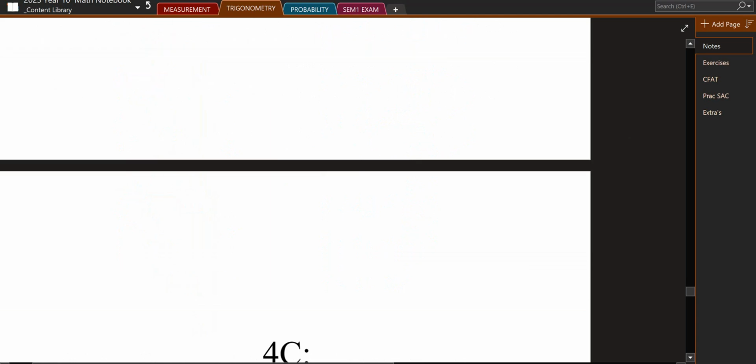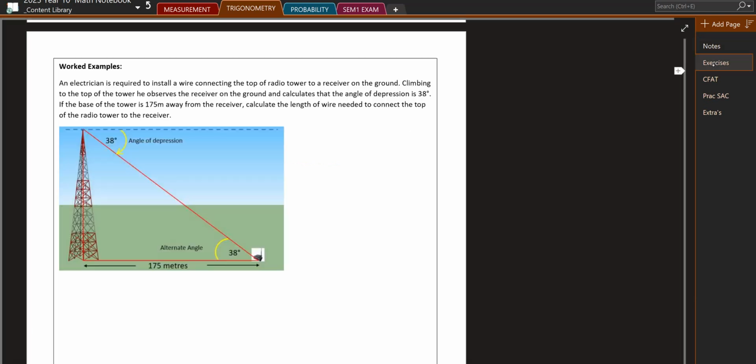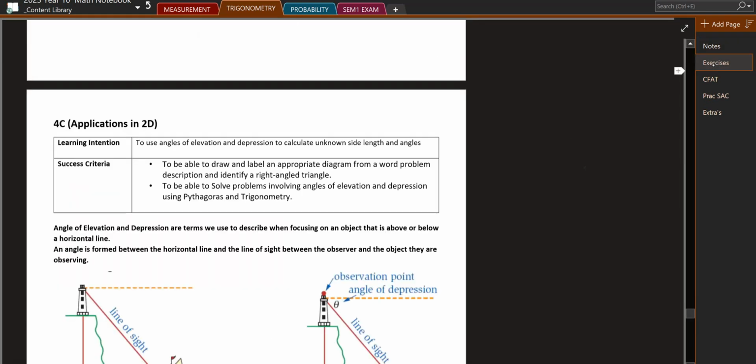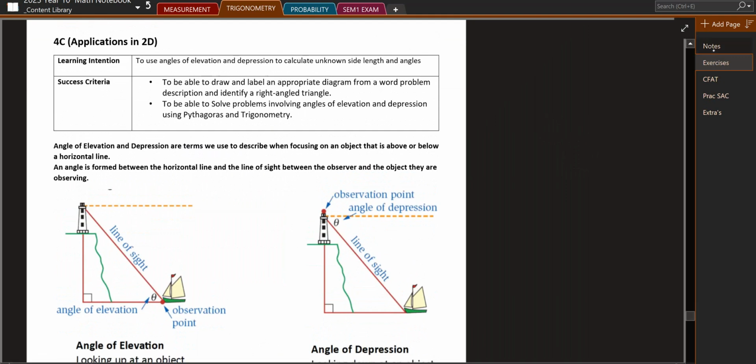In this session, we're going to look at applying inverse trig and also normal trig in order to find unknown lengths and unknown angles with application questions. If you are writing notes, please refer to this page in your booklets where it says 4D applications in 2D. All right, let's make a start.